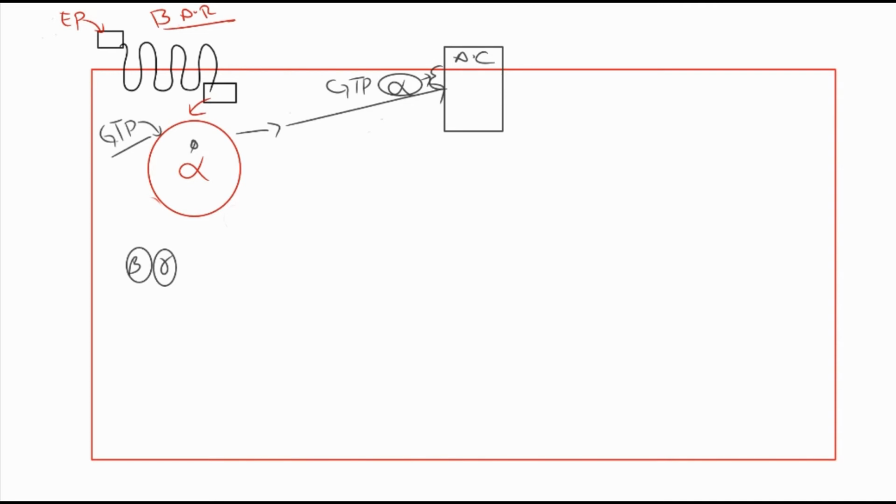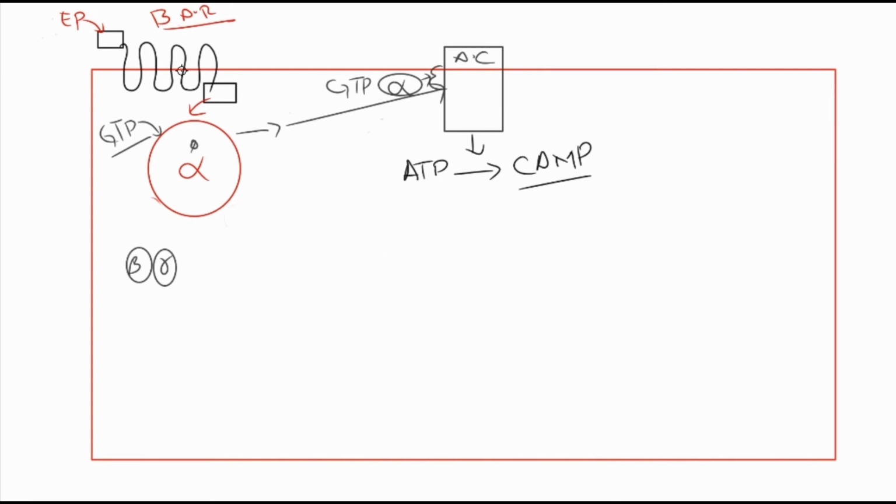Now, this adenyl cyclase enzyme will do some transformational changes into the internal cellular environment. And what are these transformational changes? These transformational changes include the conversion of ATP into cyclic AMP. Adenyl cyclase will convert the ATP present in the cell into cyclic AMP.